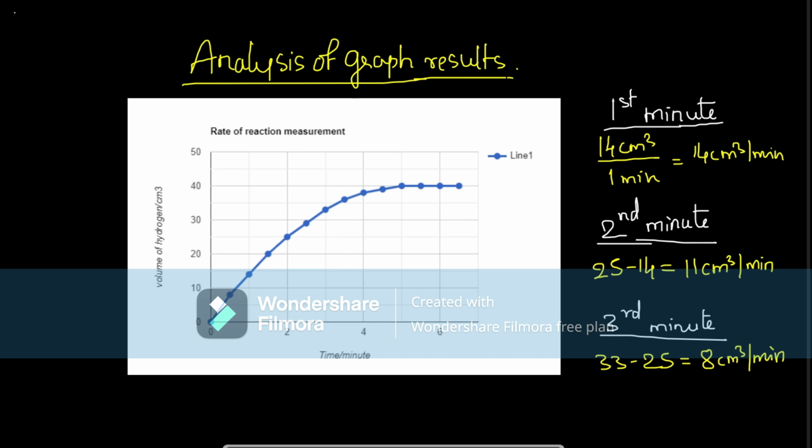Analysis of graph results. Okay, so you can see here, this is the graph of volume of hydrogen in cm cube versus time in minute, the time of the reaction. You can see the shape of the curve is like this.